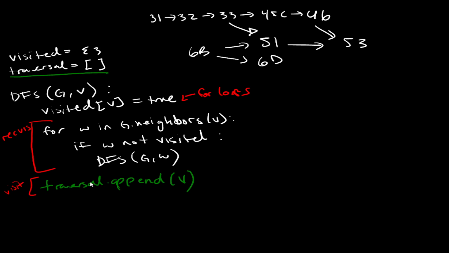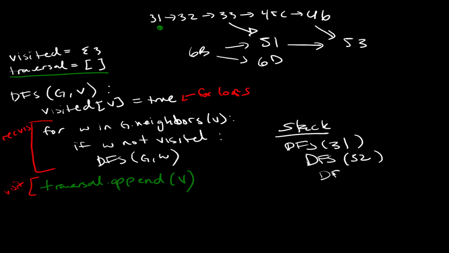And so if you think about how this resolves on the stack, you'll do DFS for 31. We'll start at 31, right? So maybe we track here, 31 as a. On the recursive stack, we're going to DFS for 32. We're going to DFS for 33. And then 33 has two children, but we can pick 45C. It's not going to matter which one. And then we'll DFS for 46. And then 46 has no children, right?